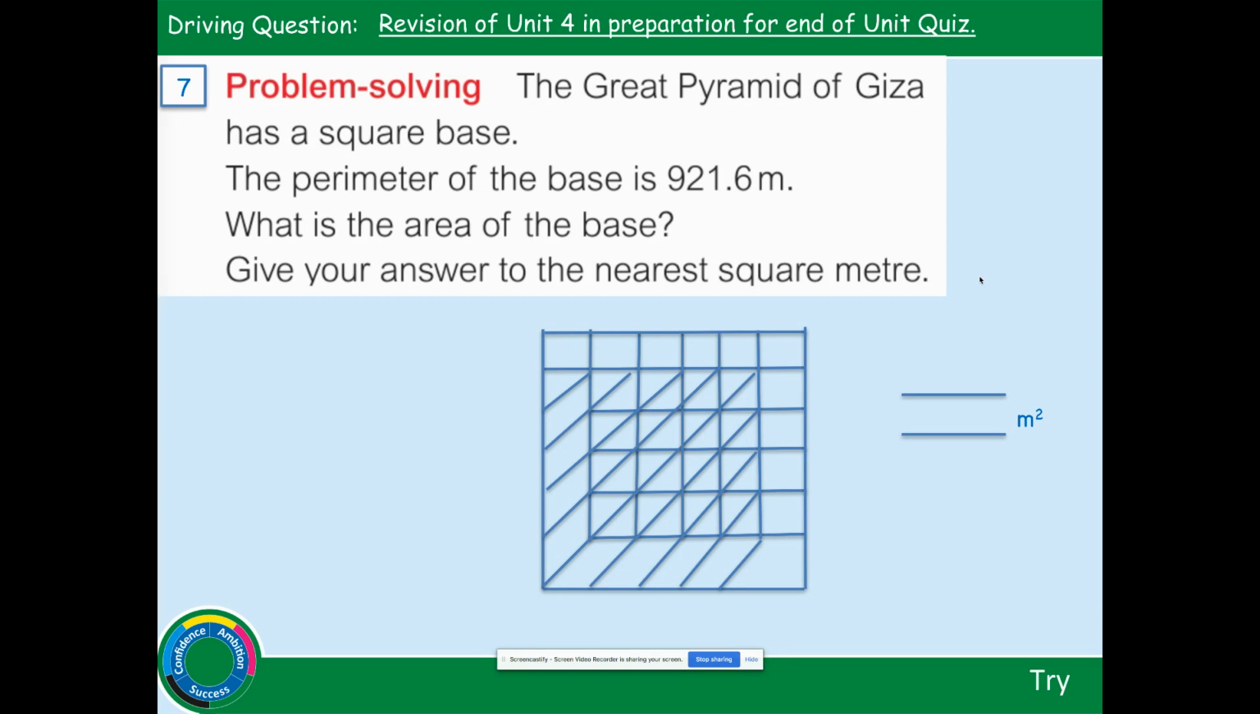Okay, I've done a multiplication grid here. So that's a clue that you're going to have to do some multiplying because you're going to find an area. But first, you need to find what you are multiplying by what. You've been given the perimeter, and you know it's a square. How could you find the length of one side? Press pause on the video, and then press play, and we'll go through the answer.